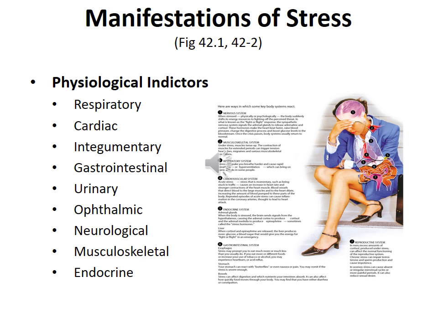So our manifestations of stress, I think y'all will all agree, fight or flight, right? That's what we're looking at, that sympathetic nervous system. So what happens? Respiratory wise, respirations go up. Cardiac wise, heart rate goes up. Integumentary, we sweat. We start to tense up. We get anxious.